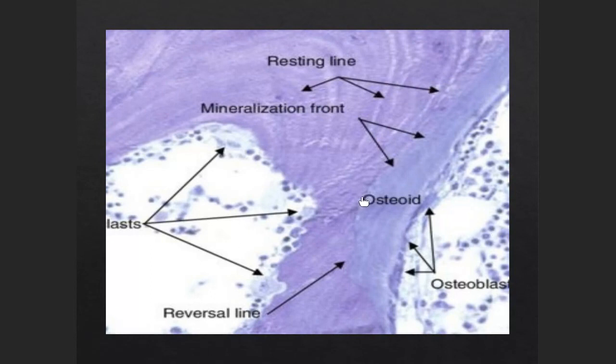Now this is your resting line. If you see very minutely the pointer that I am showing you, can you see this is one line? Now, there are two sides of the line. One side is very dark, one side is light. So the dark side is where bone formation is happening. The light side is where bone resorption is happening. Okay. So these are your resting lines and reversal lines. And this indicates your bone remodeling. Understood?